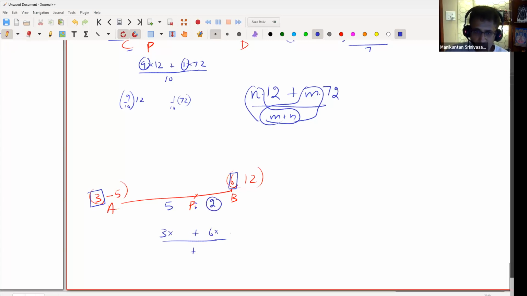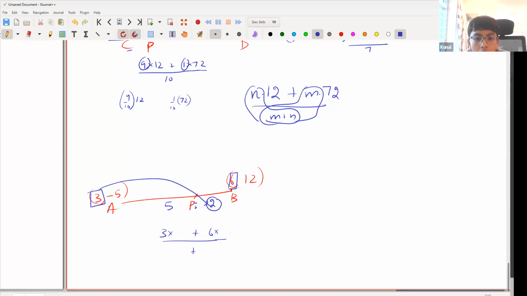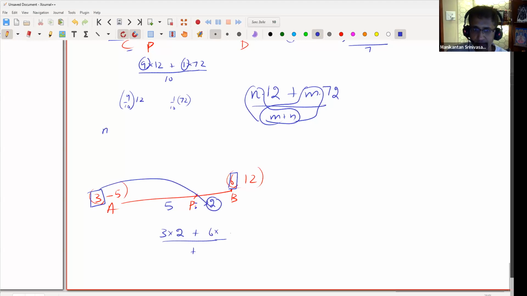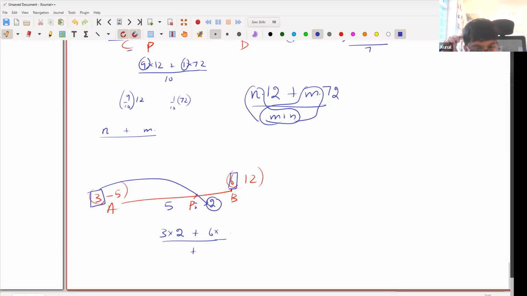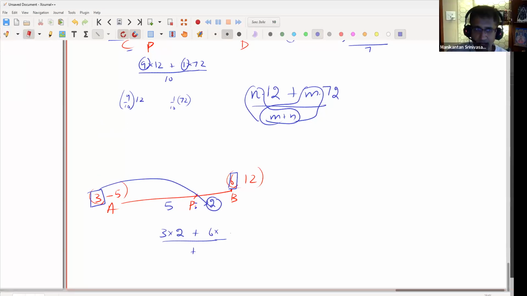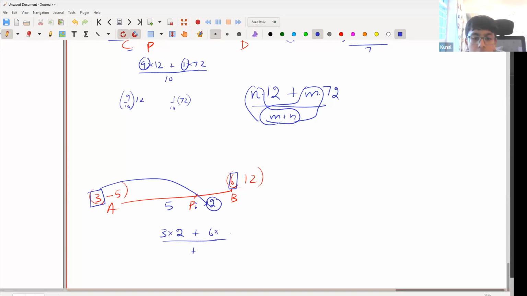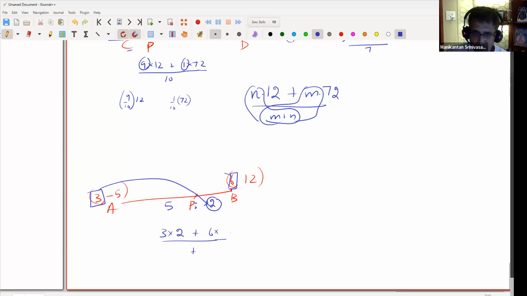So this 3 goes with the weightage of 2. That's what the formula said, right? N times the first one plus M times the earlier one. I'm not giving you the proof for this, but that's just from the formula. So 3 times 2, and then 6 gets associated with the other weight. It's opposite. So 6 times 5, upon the sum of the two weights, which is 5 plus 2.